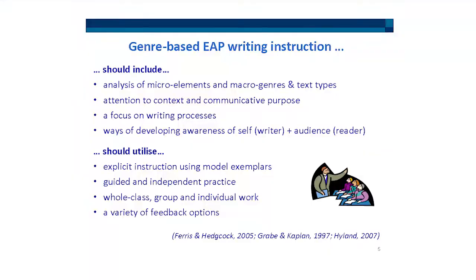Genre-based EAP writing instruction has been dominant for more than 20 years now. Scholarly guides such as those written by Ferris and Hedgcock, Paltridge, Kaplan and Hyland recommend to teachers that instruction should include analysis of microelements and macro genres and text types, attention to the context in which the text is produced and its communicative purpose, attention to writing processes as well as the products, and ways of developing students' awareness of themselves as writers and of their audience.